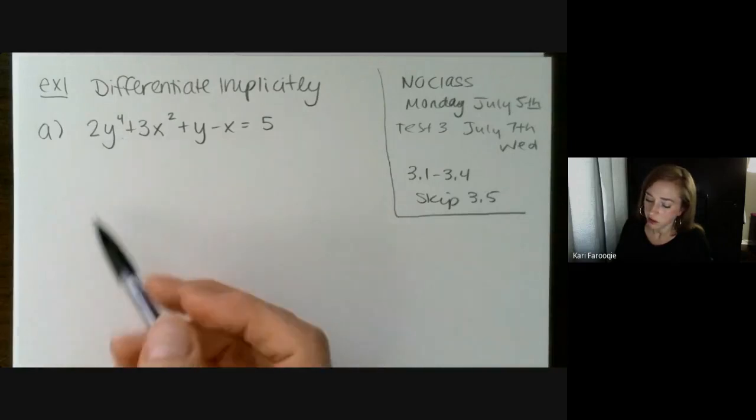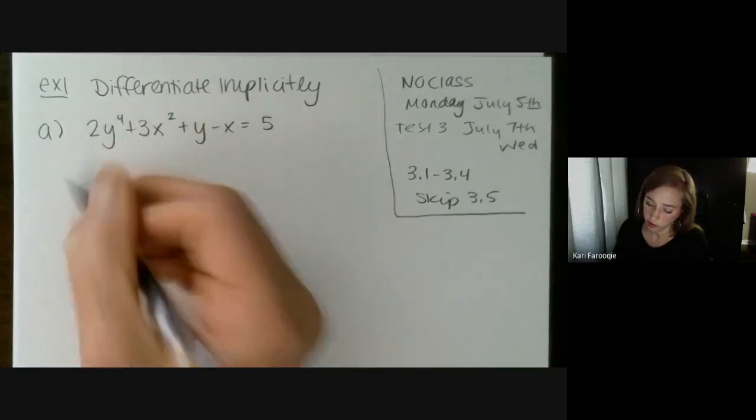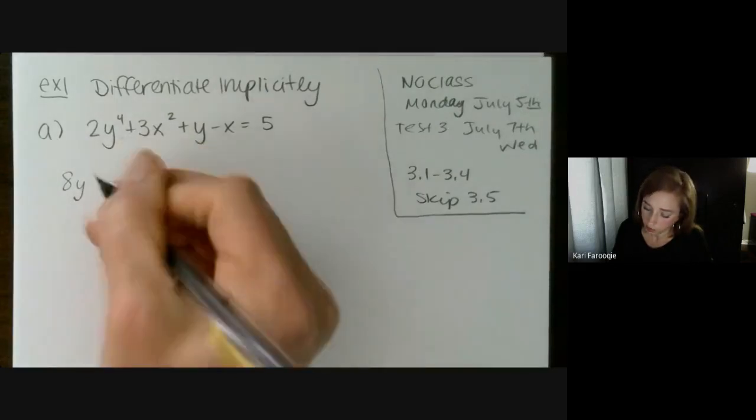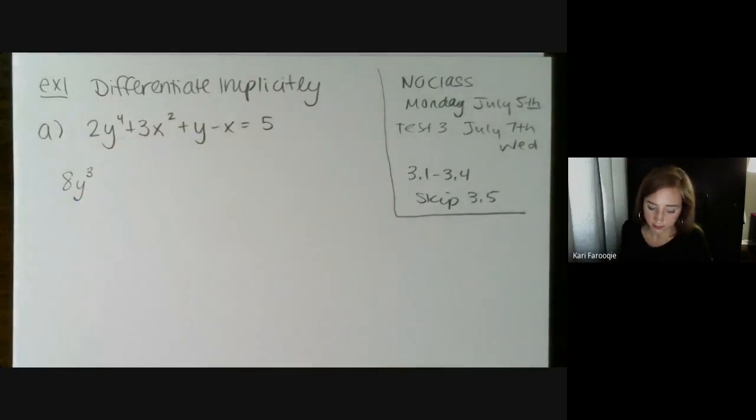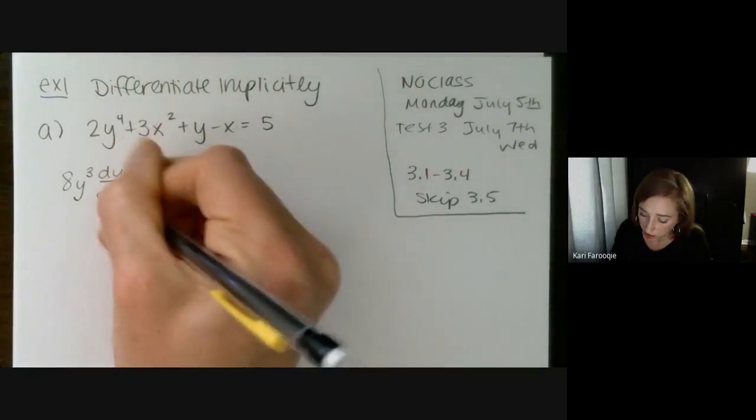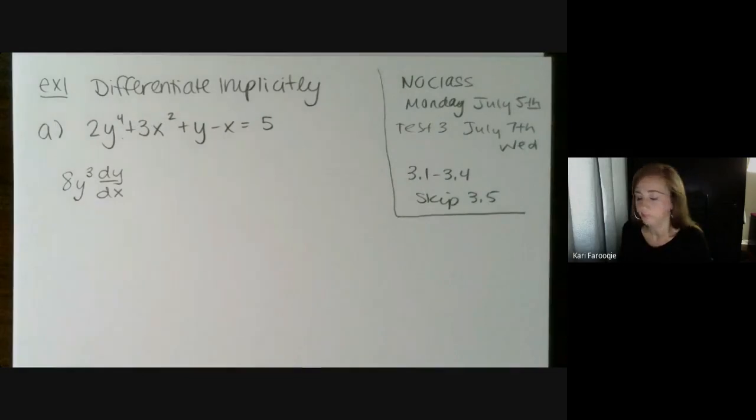So what that's going to look like is using the power rule, 2 times 4 gives you 8. Keep the y, decrease your exponent by 1. And because we took a derivative of y, we have to tag on this dy dx.